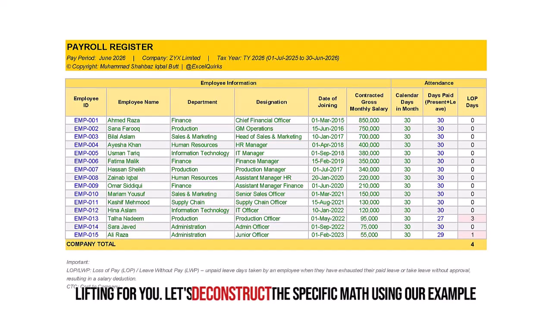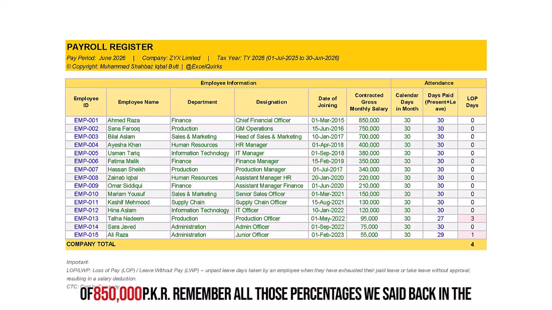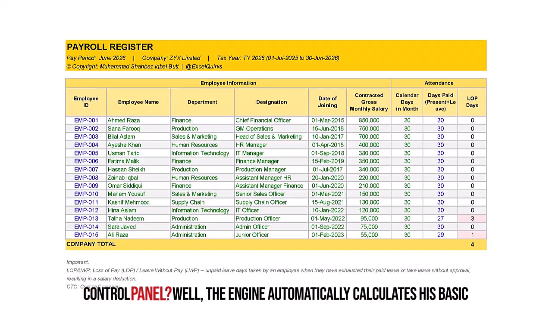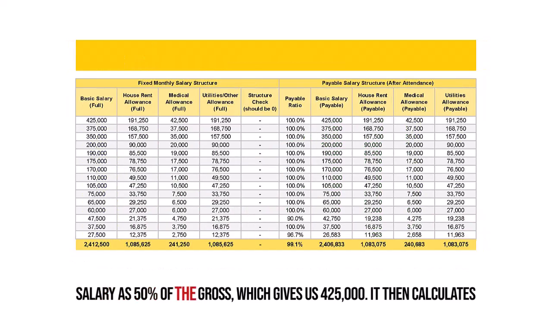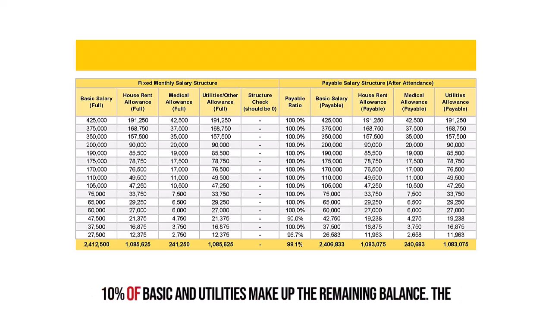Let's deconstruct the specific math using our example CFO, Ahmed Raza. Let's say he has a contracted gross monthly salary of 850,000 PKR. Remember all those percentages we set back in the control panel? Well, the engine automatically calculates his basic salary as 50% of the gross, which gives us 425,000. It then calculates house rent at 45% of that basic, resulting in 191,250. Medical is 10% of basic, and utilities make up the remaining balance.